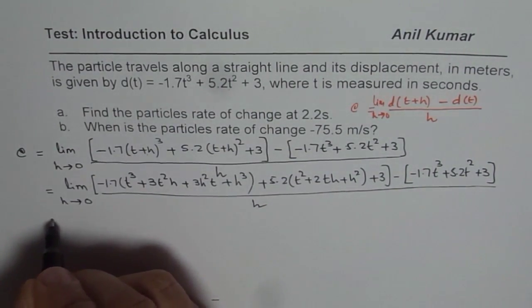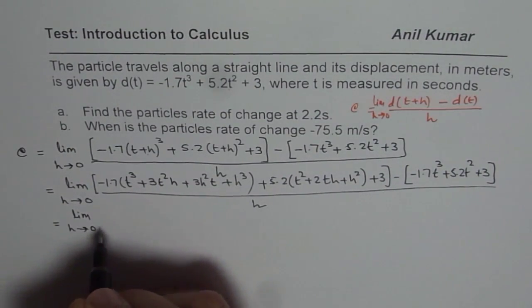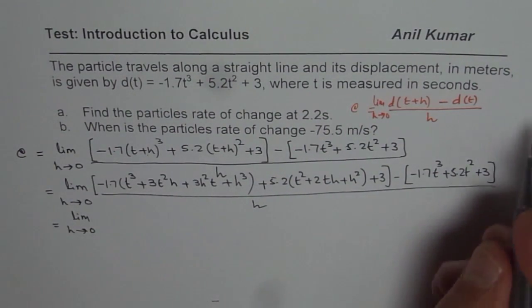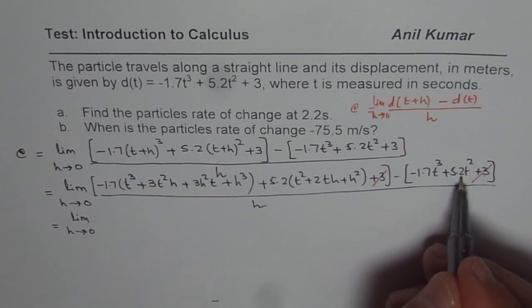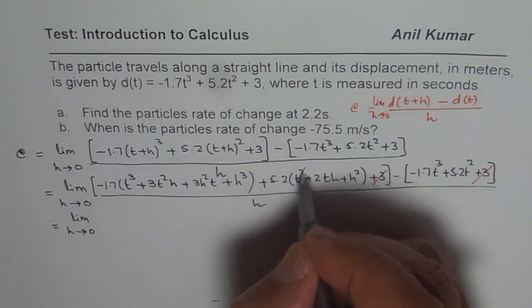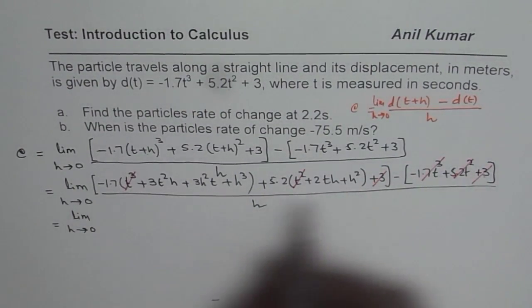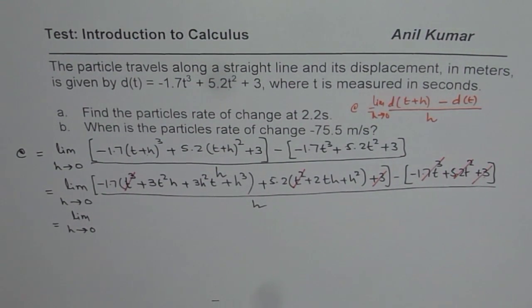Perfect. Once you do that, you will notice that all the terms which do not have h will cancel out. If they don't, that means you've made some mistake. For example, 3 with 3, correct? Plus 5.2 t squared cancels when you take away. I'm not opening but just cancelling. And the first term, when I open, I get minus 1.7 times t cubed, so I've cancelled that. Do you see that part?